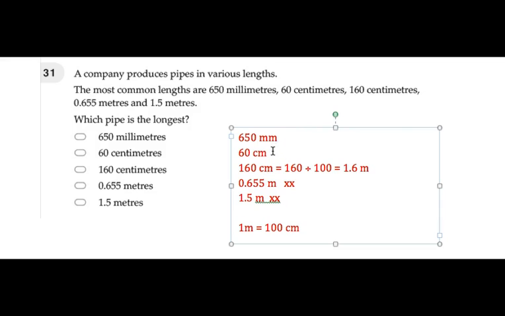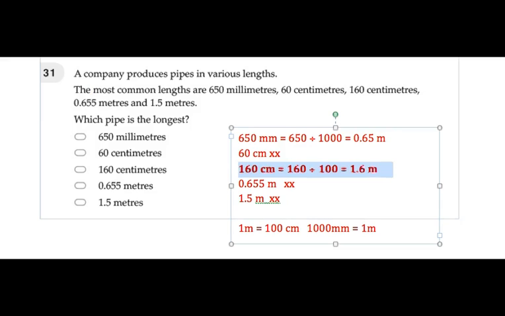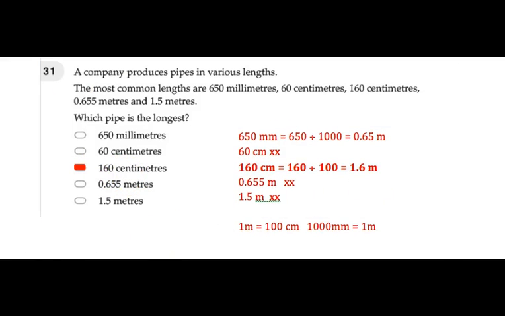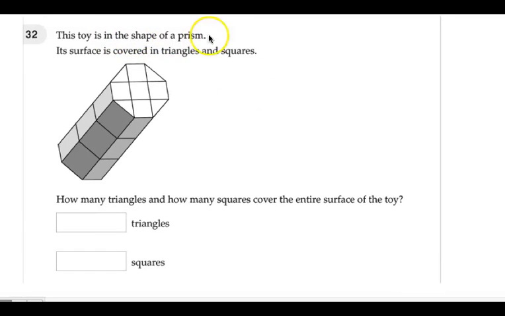60 centimetres we know is less than 1 metre, so it's not that. And 650 millimetres, there's 1,000 millimetres in 1 metre. So 650 millimetres, you have to divide that by 1,000. So it's 650 divided by 1,000, which is 0.65 metres. So therefore, the pipe that is the longest is the 1.6 metre pipe. 160 centimetres is the answer.